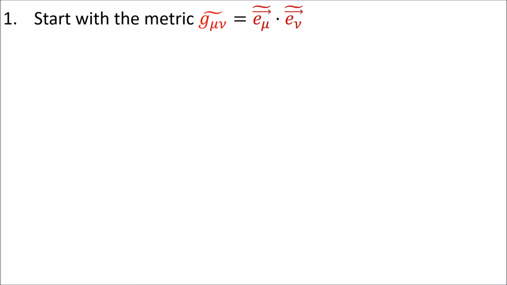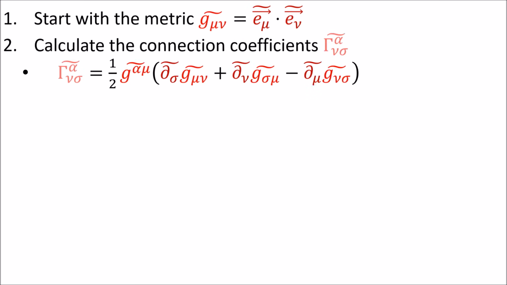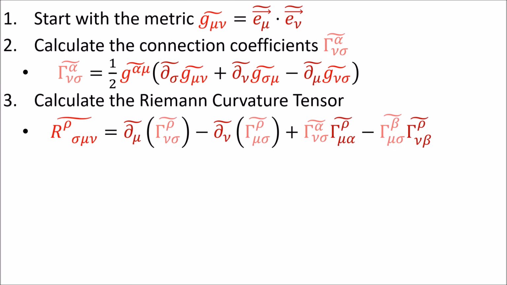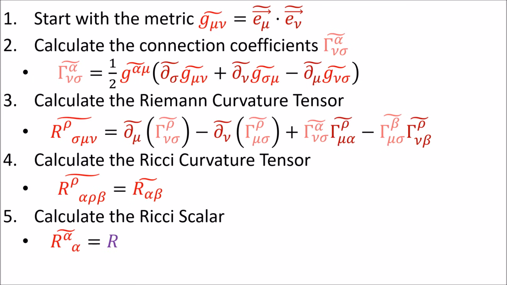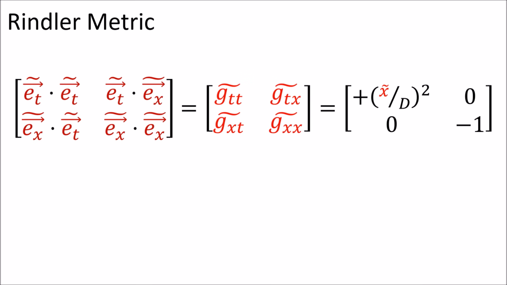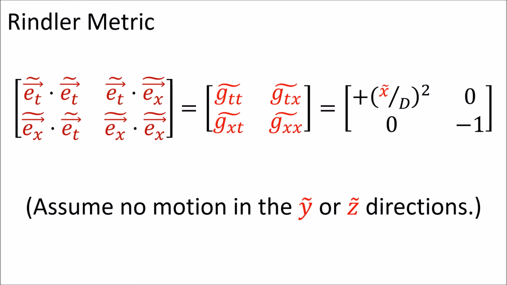We can determine the curvature of spacetime in the Rindler coordinates using the following procedure. We start with the metric for the coordinate system, then we calculate the connection coefficients using the Levi-Civita connection formula from the last video. Then we calculate the Riemann curvature tensor and then use that to get the Ricci tensor and scalar. So we start with our Rindler metric, which is a matrix of the spacetime basis vector dot products. I'm assuming there's no motion in the y and z directions, so we're going to ignore y and z and just look at the 2x2 metric tensor matrix for time and x.